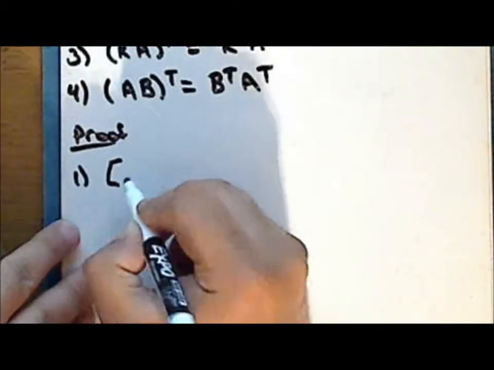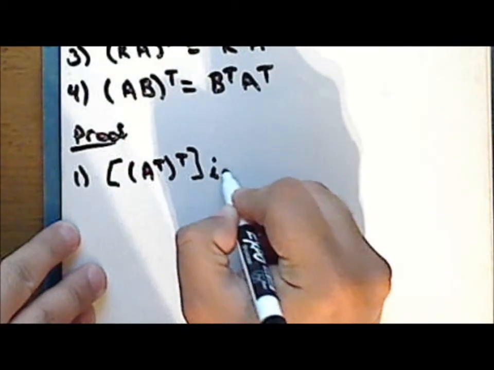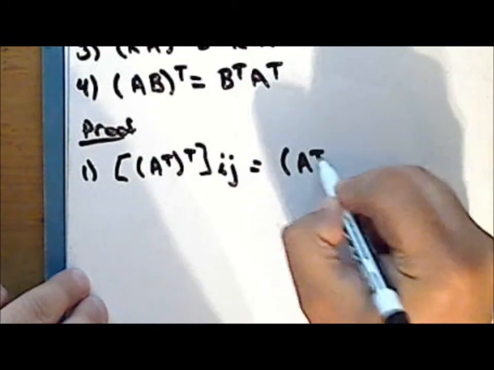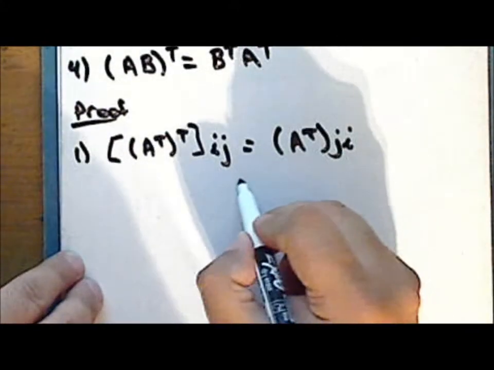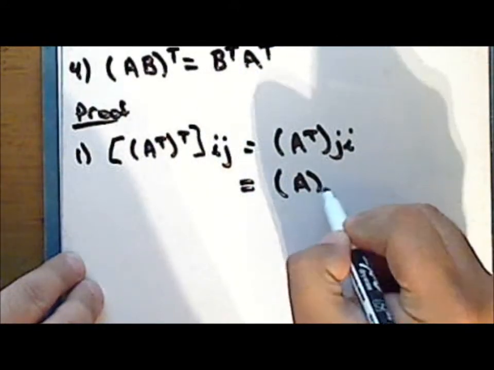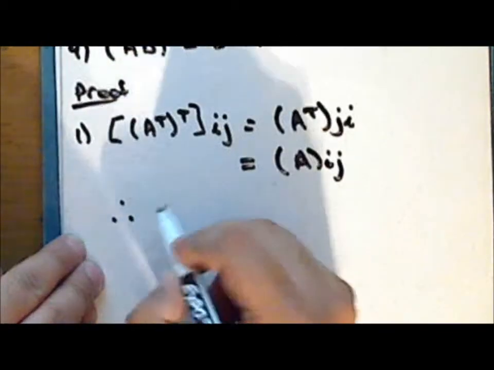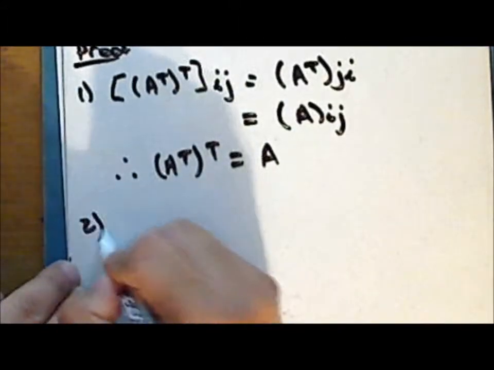First, the entry in row I, column J, of the transpose is the entry in row J, column I, of the matrix A, which is the same as the entry in row I, column J, of the matrix A. And so the transpose of a transpose is the original matrix. All right? Second.